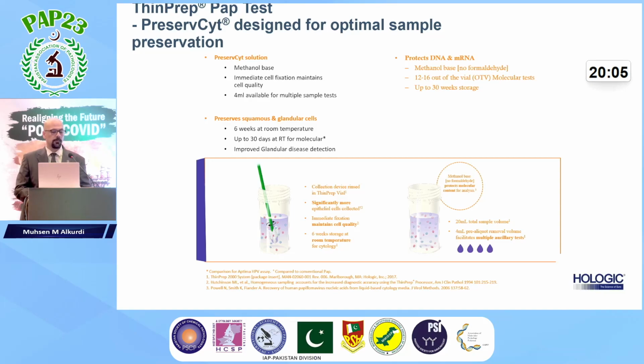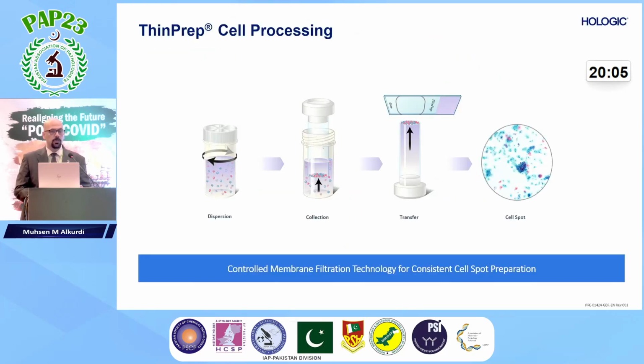Using those kinds of preservatives allows us to extend the shelf life of the cytology test itself to around 6 weeks, and the molecular test to around 4 weeks of stability from the same vial. The method is very easy: the machine or processor will ensure that all the cells are distributed properly within the vial itself. So there will be a mixing step within the machine itself.